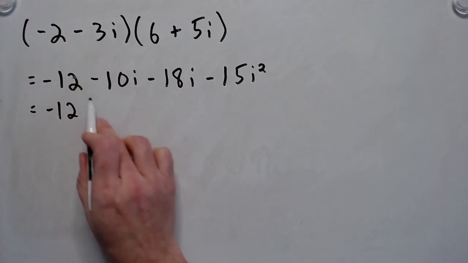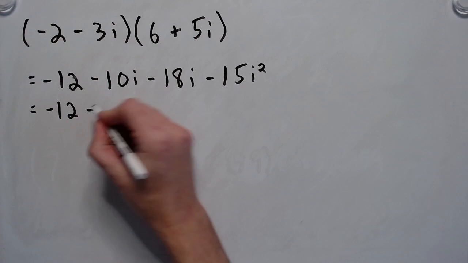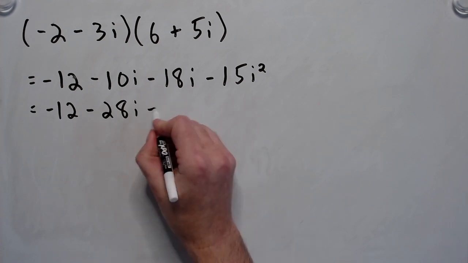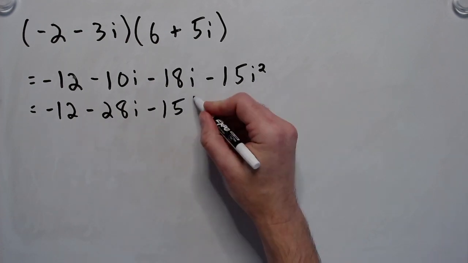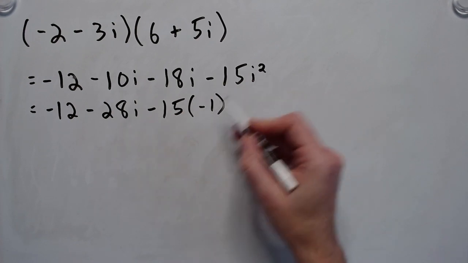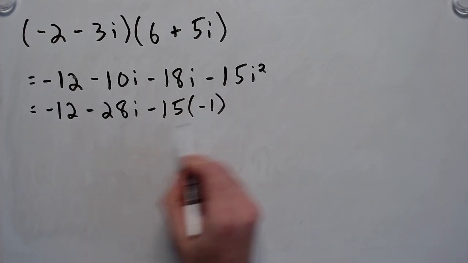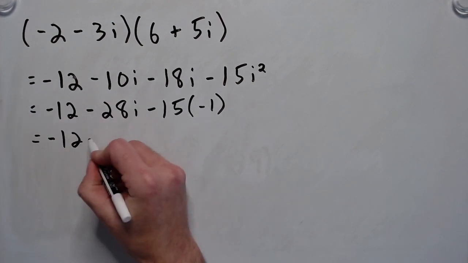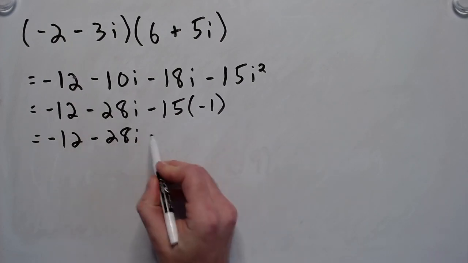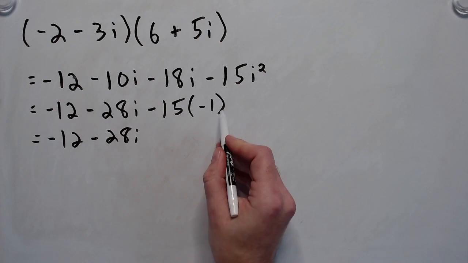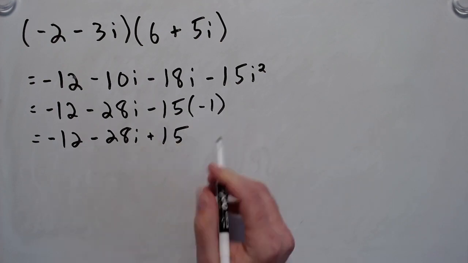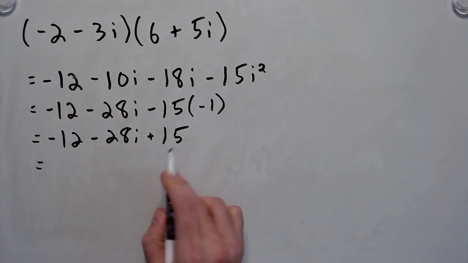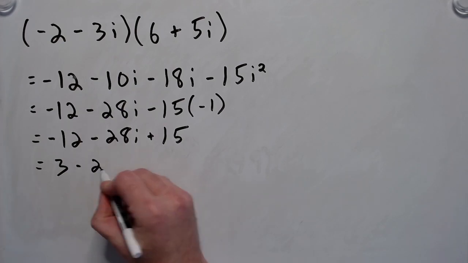So we have some like terms here, so let's just write that out. Negative 12, negative 10 minus 18 is going to get us negative 28i. Now here, for this 15, I'm going to write negative 15 and then take the i squared and turn it into negative 1. Remember, these are the same thing. And we got to be careful of our signs here. It's easy to lose a sign here or there. So let's just rewrite that out. Negative 12 minus 28i minus 15 times negative 1. So this will be plus 15. So now we've got some real numbers we can combine together. This becomes negative 12 plus 15 is 3 minus 28i.